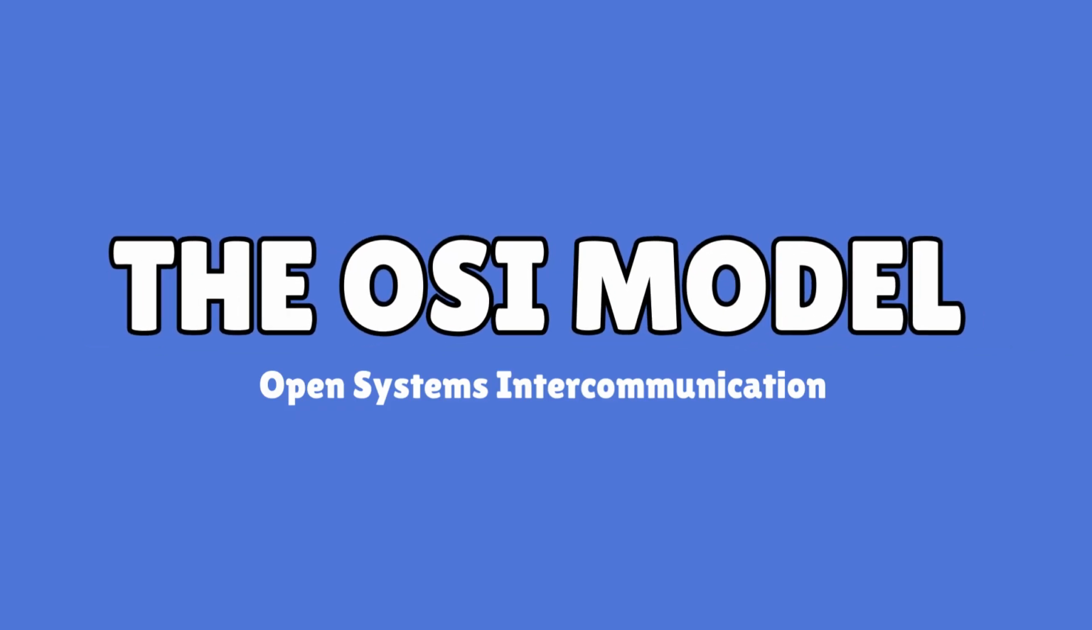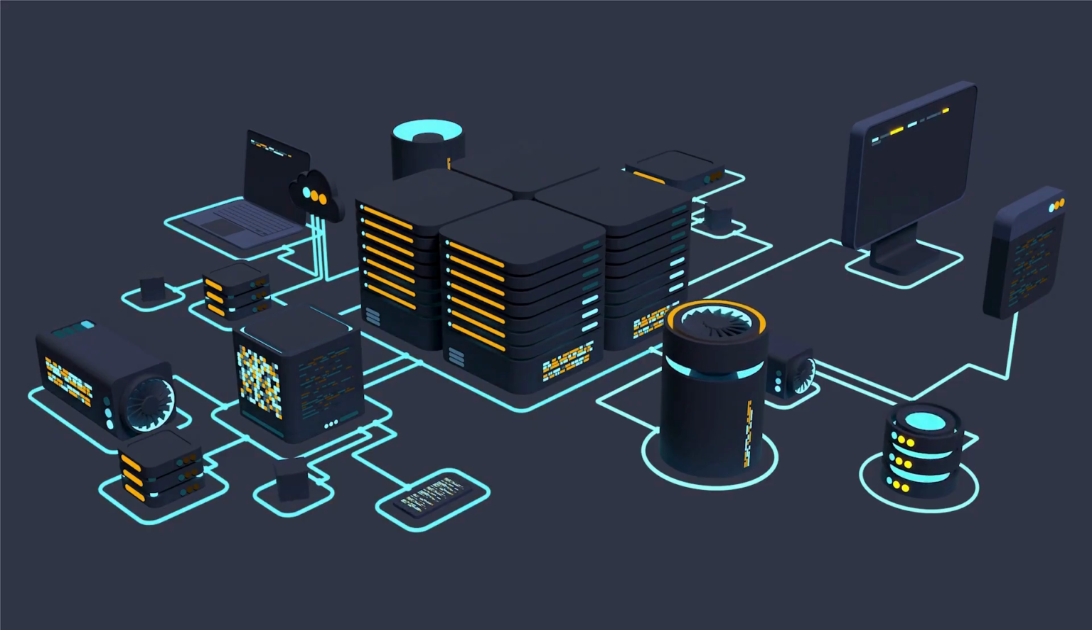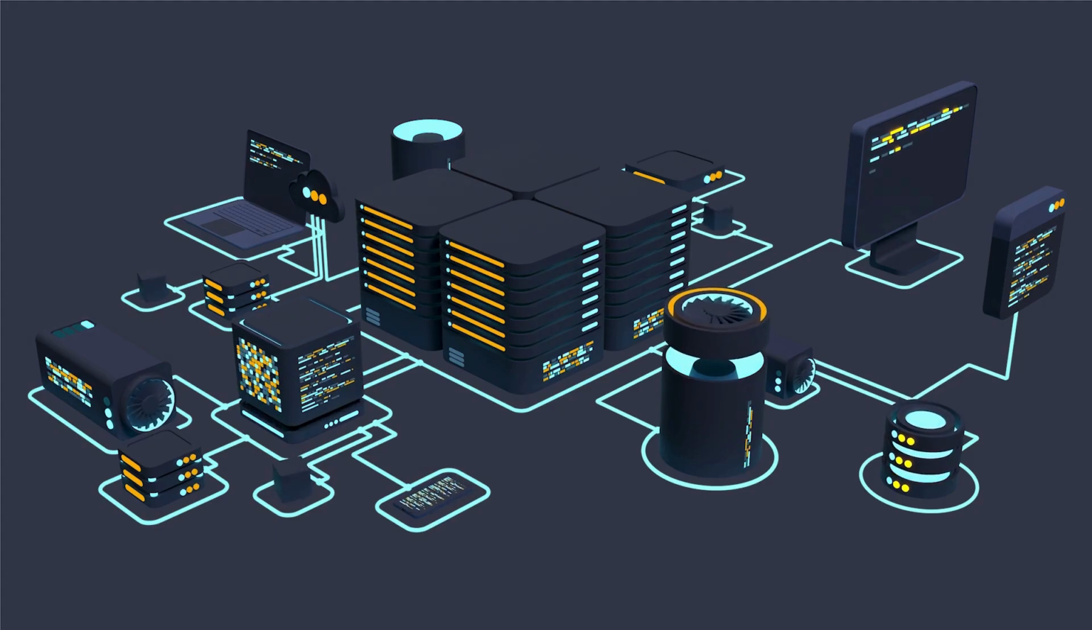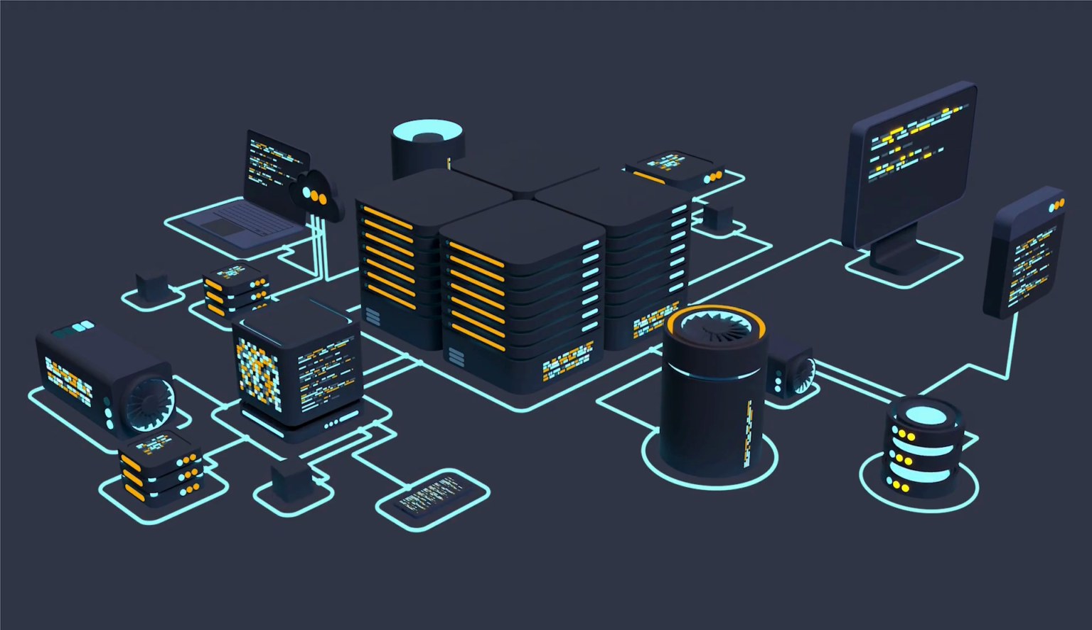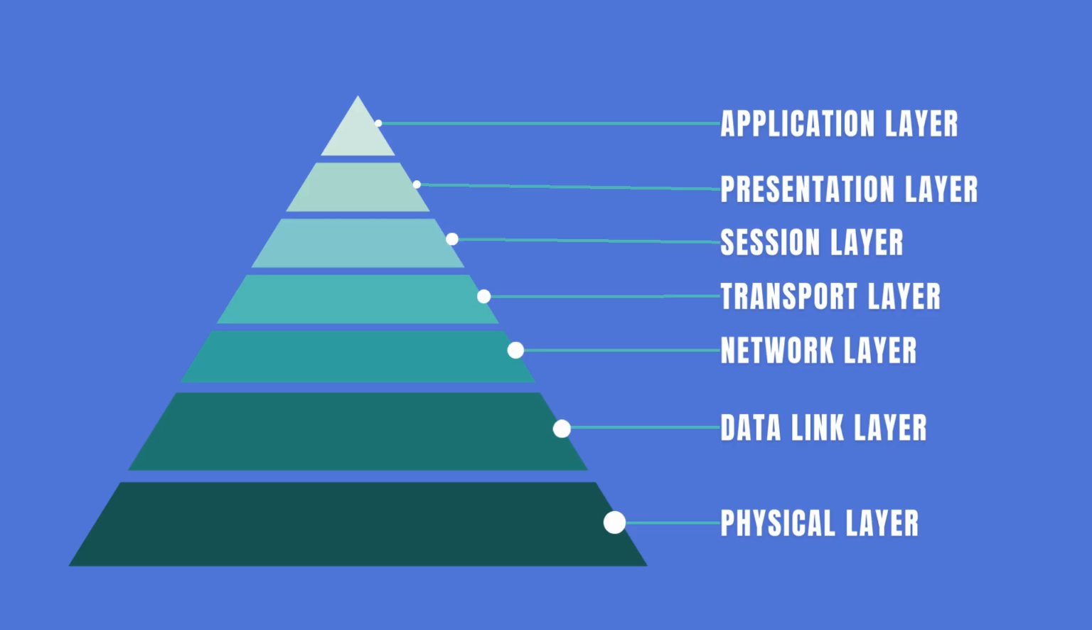This 7-layer architecture explains the path data that you send over the internet or any network in general takes before it reaches its destination. Let's start our adventure from the top, the application layer, and travel down to the foundation, the physical layer. Ready? Let's go.